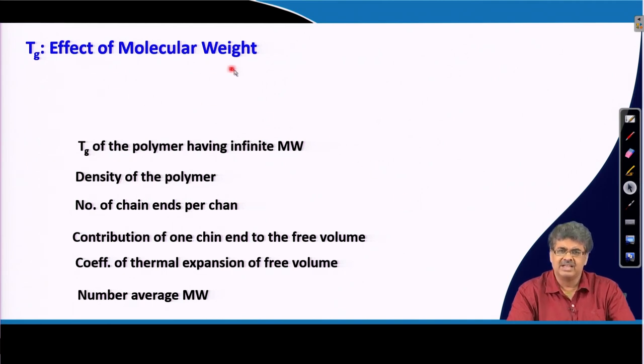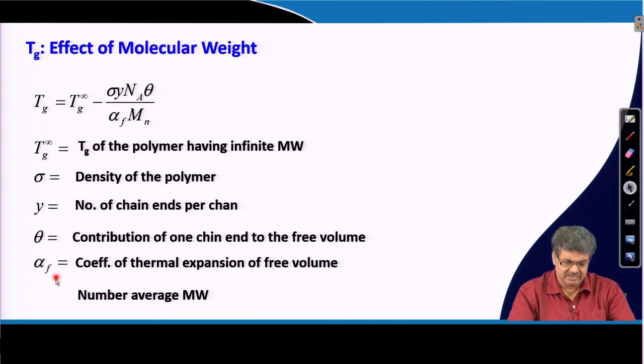Now, there is a significant effect of molecular weight on Tg. Tg is basically given by this expression, and I have shown these values. You can actually look at the meaning of these parameters, like this is the value for Tg of polymer having infinite molecular weight, this rho is the density of polymer, y is the number of chains per polymer chain and so on, Mn is the number average molecular weight. Hence, if the molecular weight increases, the Tg value approaches close to a limiting value, which is for a polymer having infinite molecular weight.